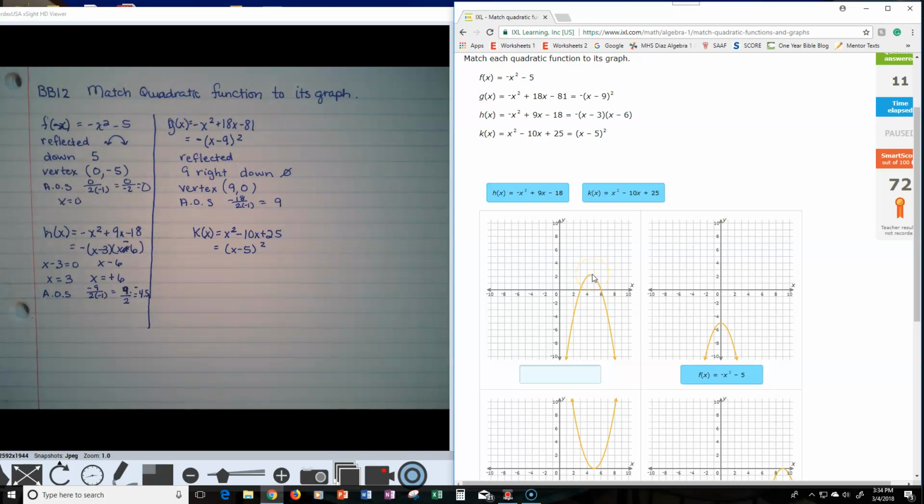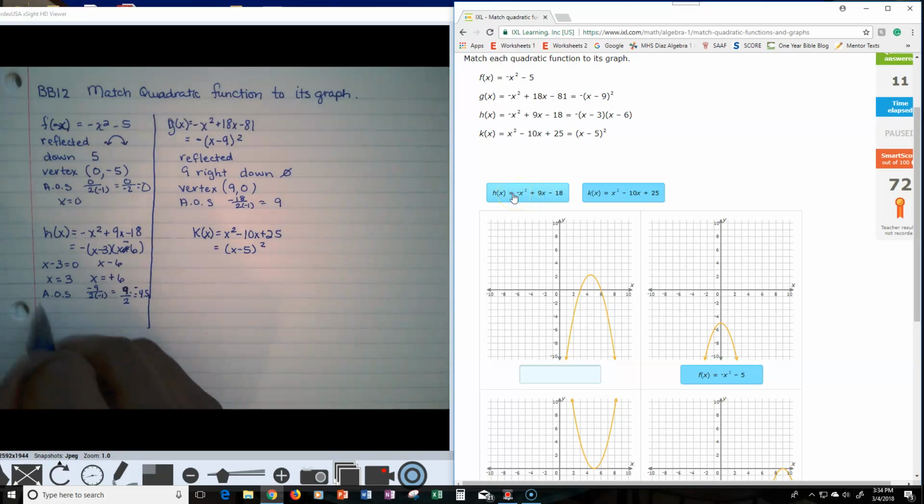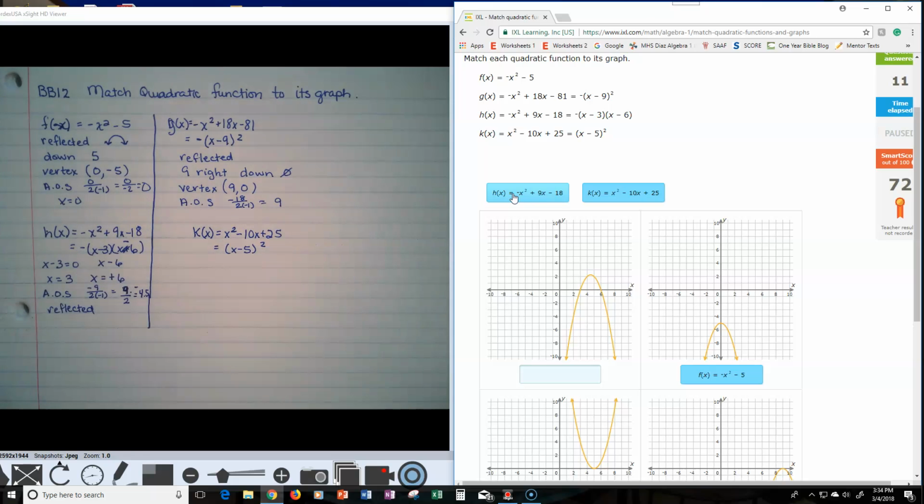What else could we look for? It looks like as this goes down that eventually the y-intercept will be -18. It's reflected over the x. So reflected, we know that too. So this would be the right choice.